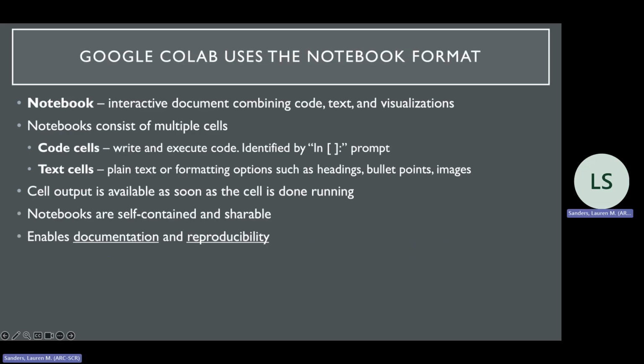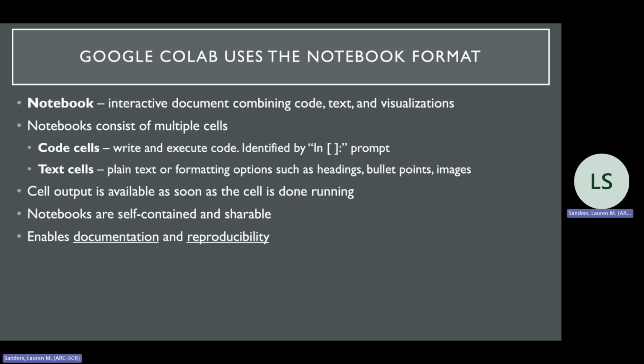So Google Colab uses what's called the notebook format. You might be familiar with this from Jupyter Notebooks. A notebook is an interactive document where code, text, and visualizations can all be combined in one place. So the way that this works is notebooks consist of multiple cells. Again, we're going to take a look at this in a moment. And you can intertwine different types of cells. So for example, code cells write and execute code, whereas text cells are plain text, or they do have formatting options such as headings, bullet points, and images.